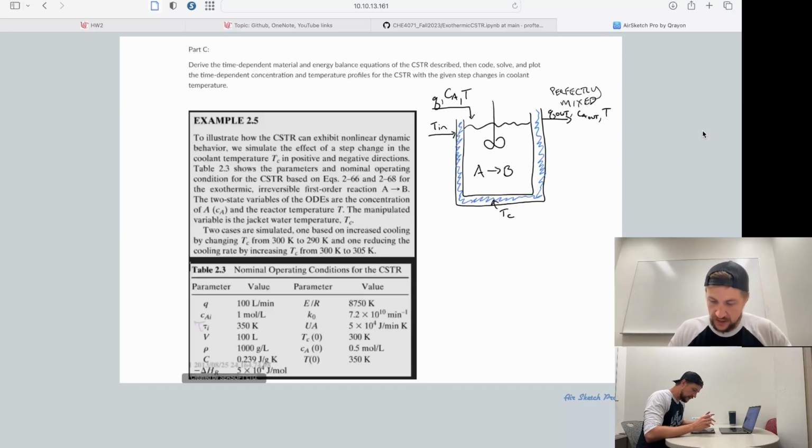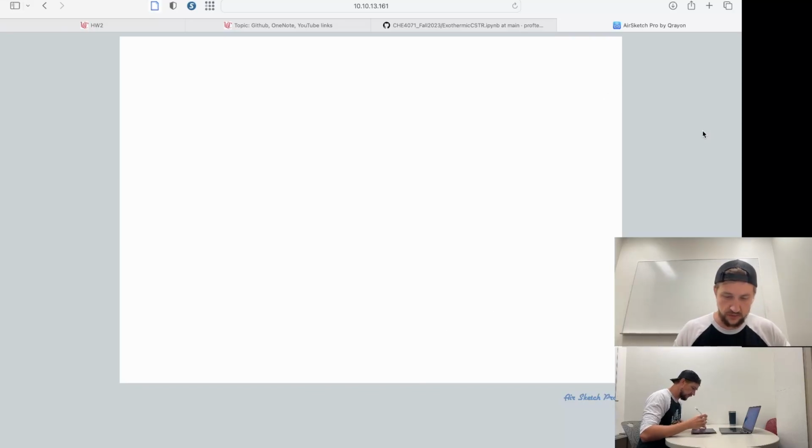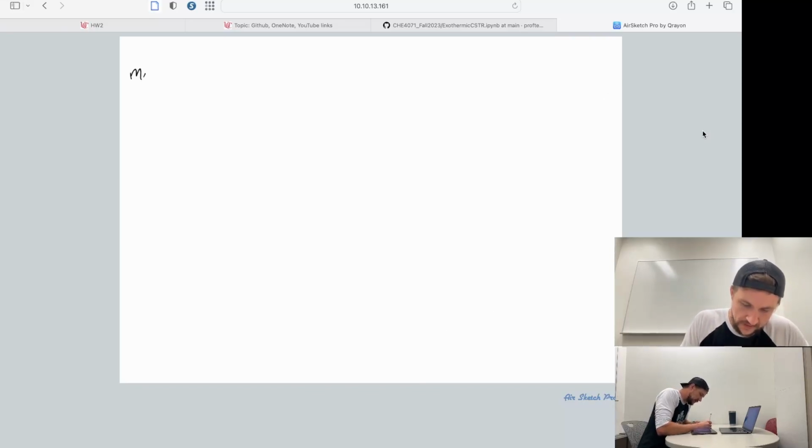Evaluating this, what we're trying to do is eventually derive these two equations. How does our concentration of A change with respect to time? And then how does the temperature in the fluid change with respect to time? The first is going to require a mass balance equation, and the second is going to require an energy balance equation. So let's start with the first, the mass balance equation.